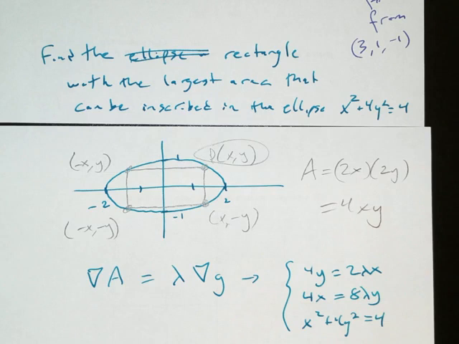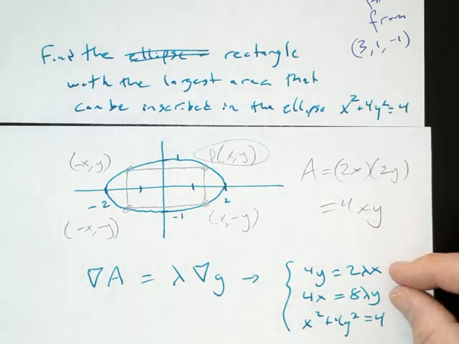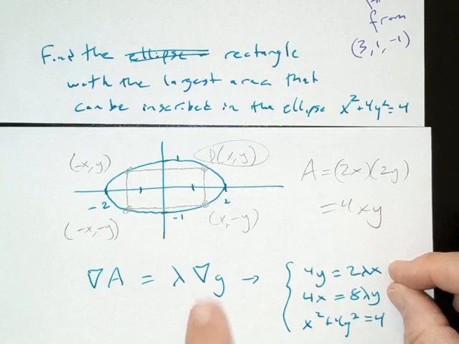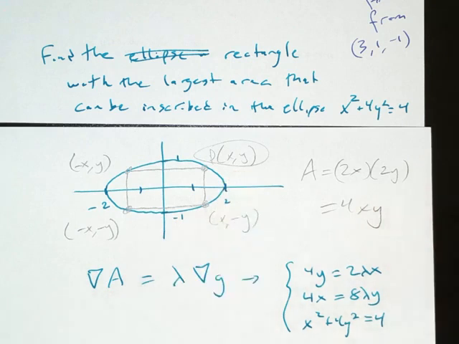Now again, I'm not thrilled looking at this. But I could take each of these equations and solve for lambda. Because I know neither x nor y can be 0. Why do I know neither x nor y can be 0? An area of 0 is definitely not the biggest area I can make.